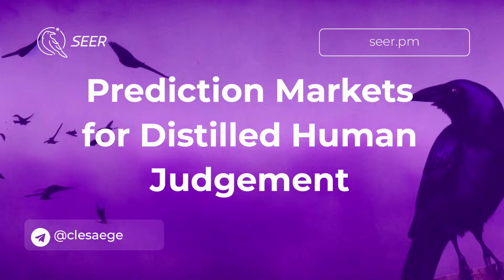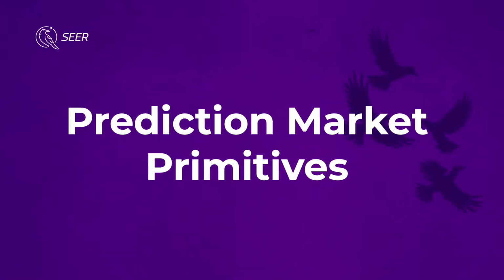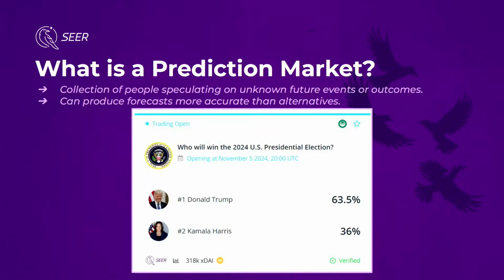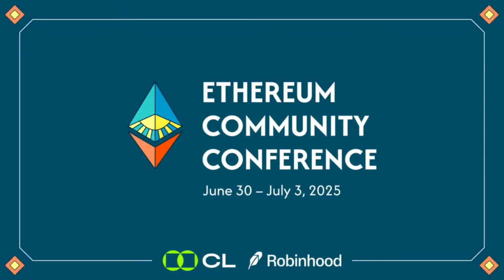Hi, everyone. So today we're going to talk about prediction markets for distilled human judgment. First we're going to go a bit through prediction market primitives and then see how we can apply it to distilled human judgment. So what's a prediction market? That's a way to get some probabilistic estimate of the future.